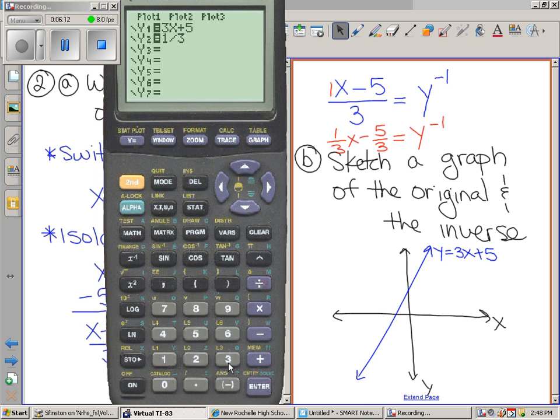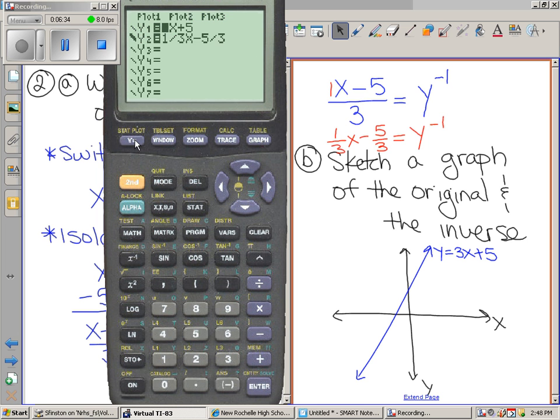Let's do 1/3 x minus 5/3. We're going to hit the graph button. I'm going to make my graph a little darker because I know how to do this. It colors things in. And watch. There's the inverse. Oh, how do you make it darker?